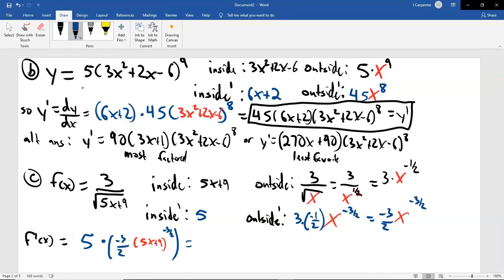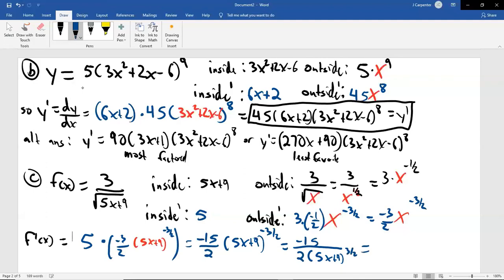Well, the 5 times the negative 3 is a negative 15, so this is negative 15/2, and I can get rid of the blue parentheses. Then times the 5x plus 9, raised to the negative 3/2. Analytically, that answer is correct, but no one likes it in that format. We want to bring the negative exponent down to the bottom. So this will be negative 15 over 2 times parentheses 5x plus 9 raised to the positive 3/2.